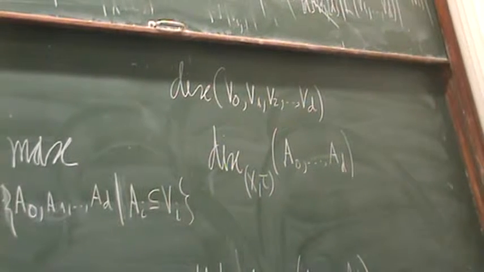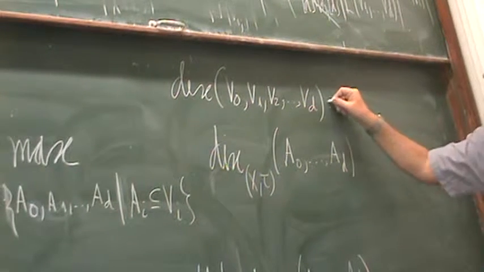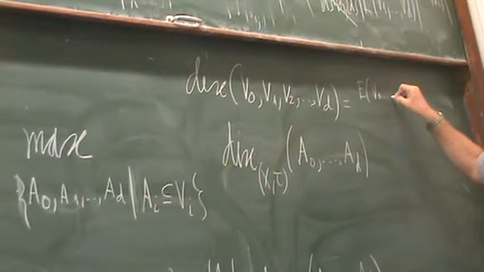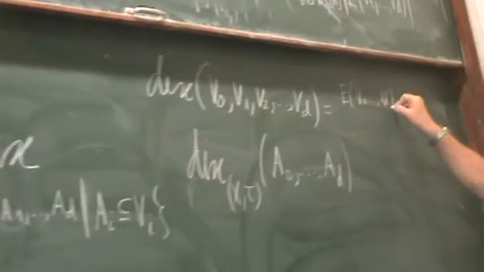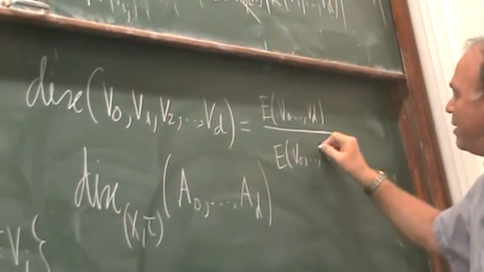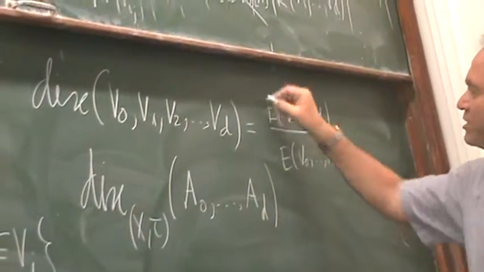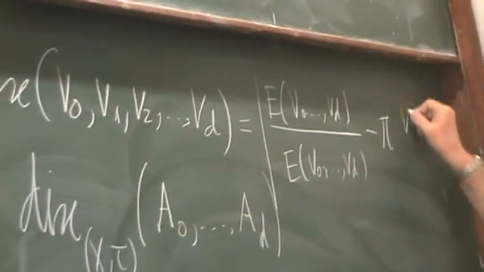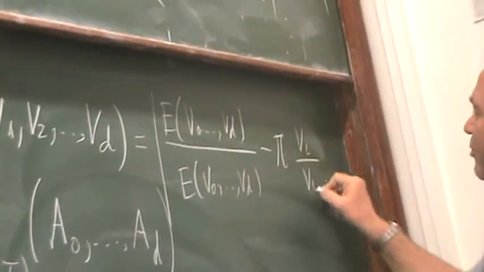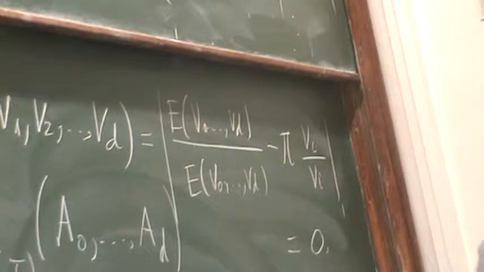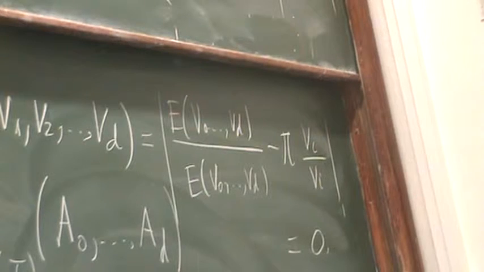But what is this? By definition, this is the number of edges between them divided by the total number of edges, which is exactly the same thing. It's 1 divided by 1, minus the product of VI divided by VI. So it's 1 minus 1, which is equal to 0. Good.